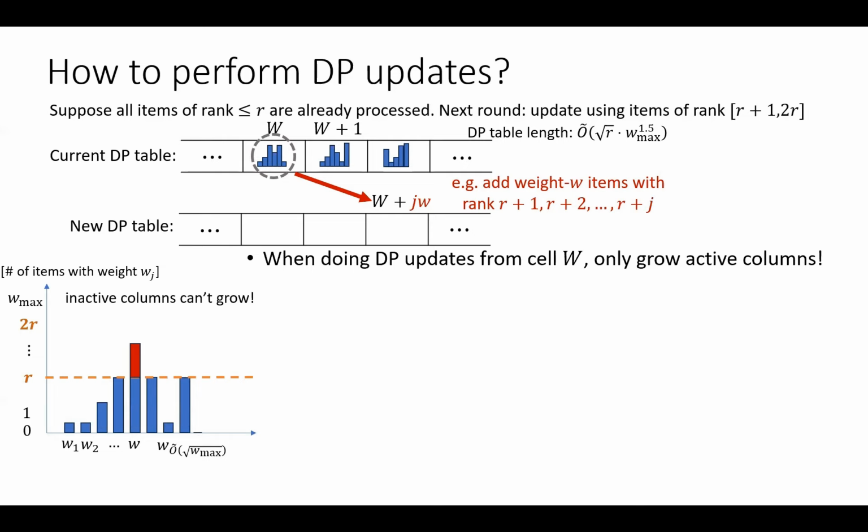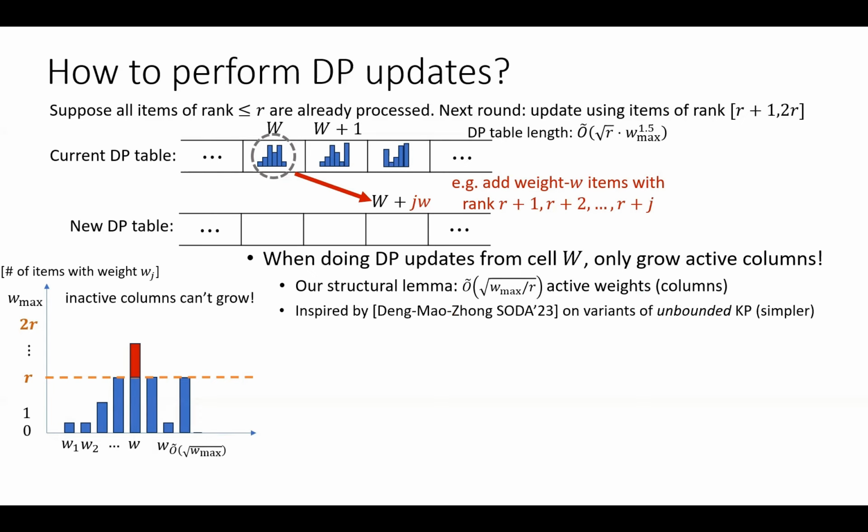So basically, this means that when we are doing DP updates from a cell in the DP table, we should only grow the active columns. And by our structural lemma, the number of active columns should be at most root of W max over R. This idea of active columns is inspired by a previous work by Deng, Mao and Zhong, which used this idea to show better algorithms for some variants of the unbounded knapsack problem, which is much simpler than our 0-1 setting here.